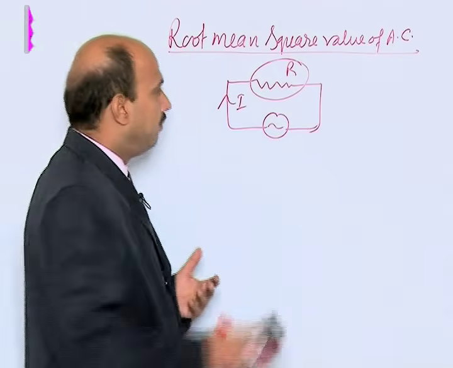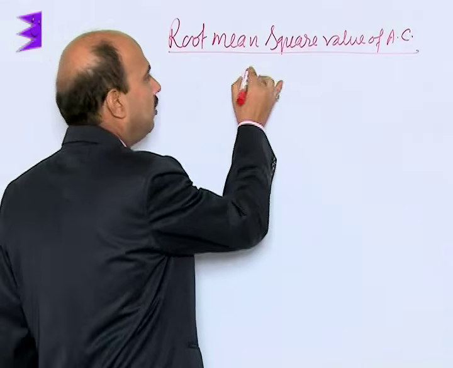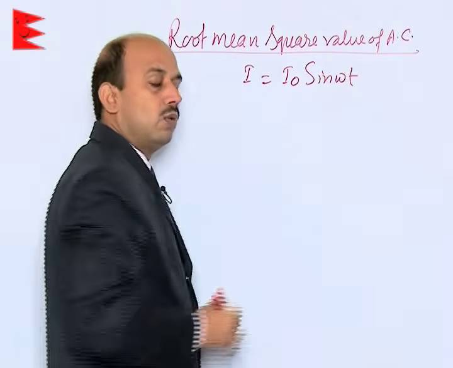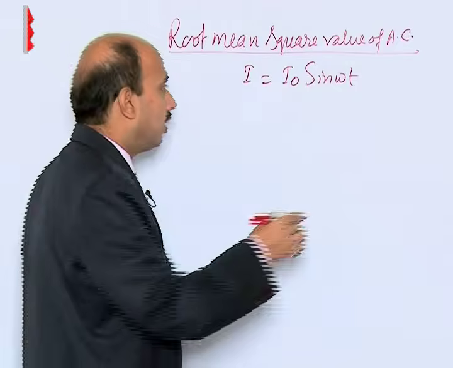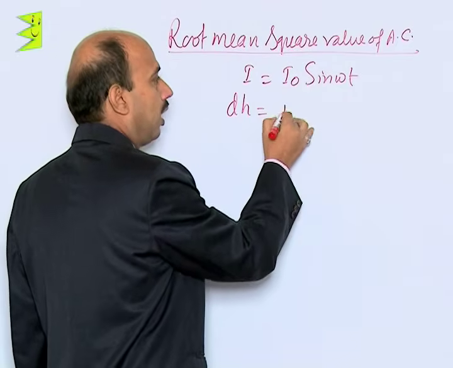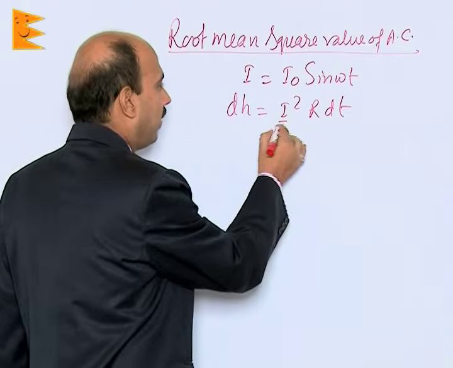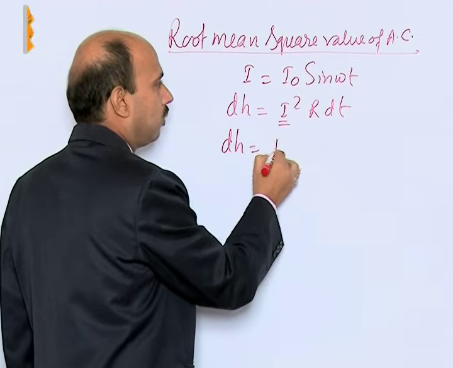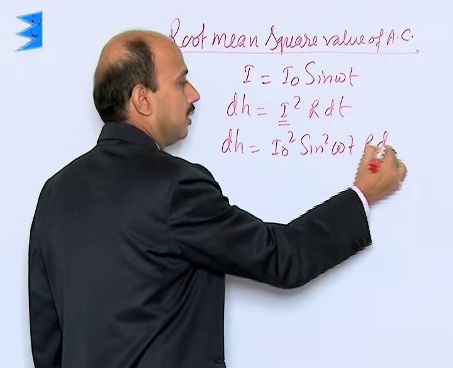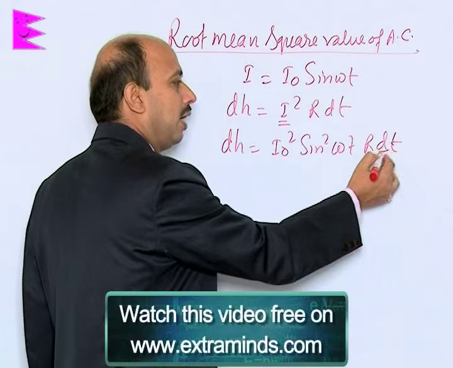Now see, suppose you have taken the instantaneous value of current, that is I is equal to I naught sin omega t. When it is passed through a circuit of resistance R, then the heat generated at any instant dt is I square R dt. Putting the value of I, our dH is equal to I naught square sin square omega t R dt. So this is the heat generated by AC in time interval dt.